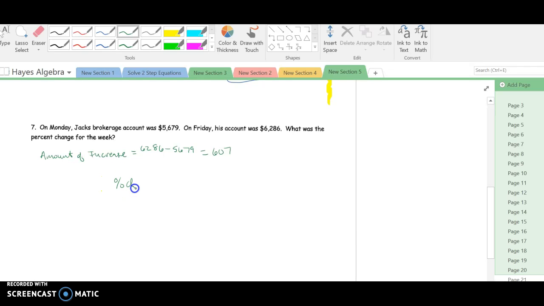So the percent change would be the 607 divided by the original amount in the account, which was 5,679. When we divide that, you end up getting 0.1068, so we are going to round that to 0.11. So we're going to say it's about an 11% increase for the week. If you're getting 11%, that's pretty good.